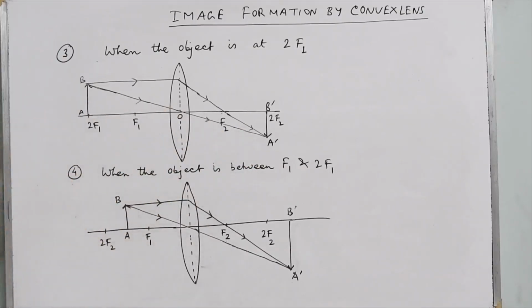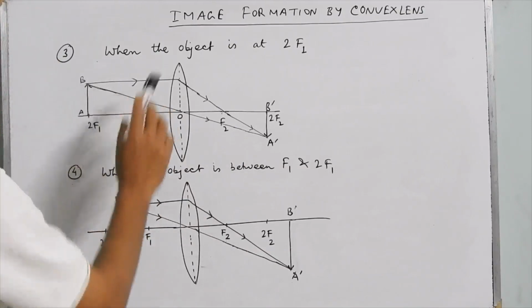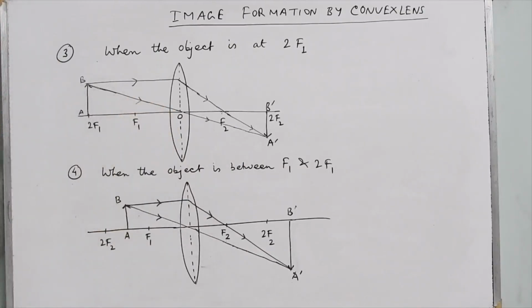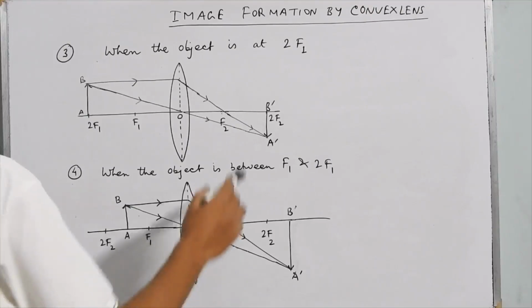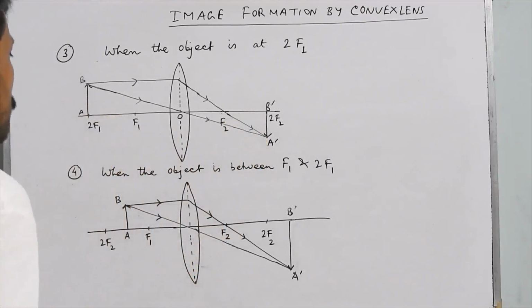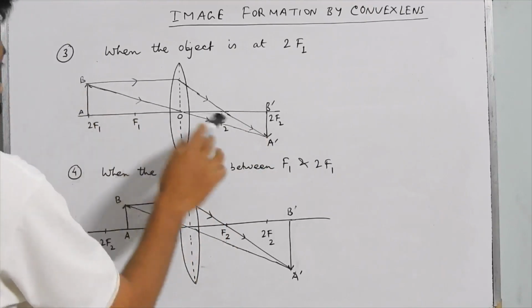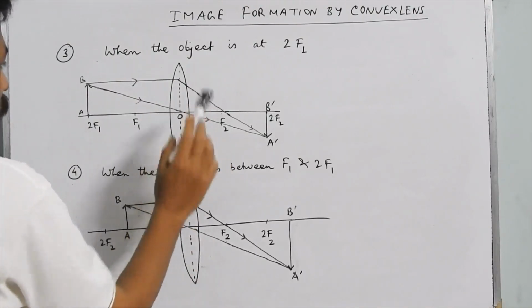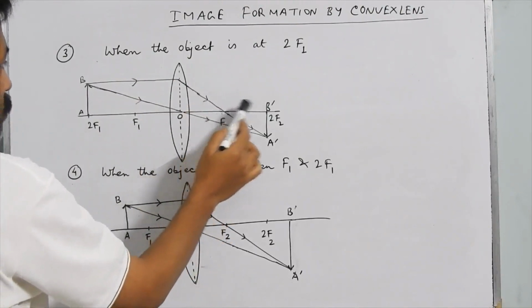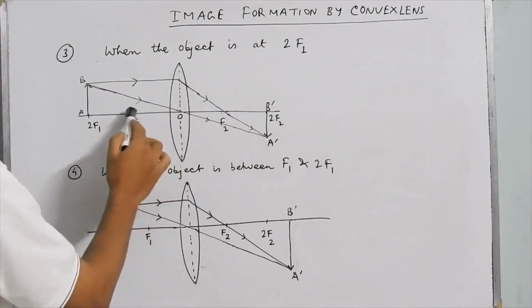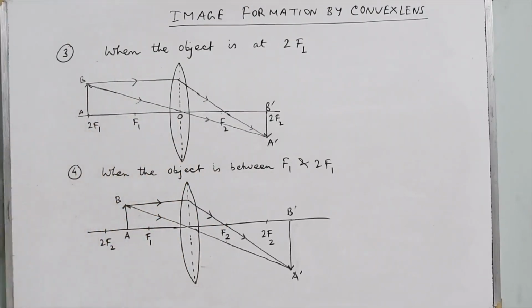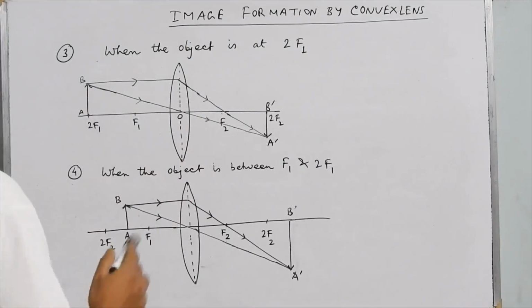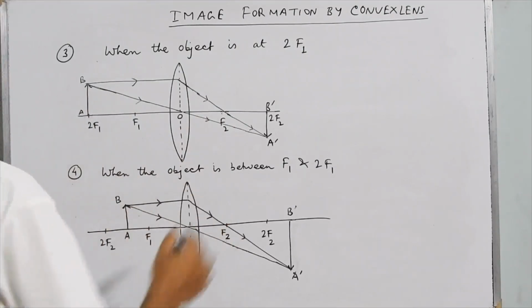Though in the diagram it does not appear to be of the same size, if you use a proper scale to draw the diagrams, then you will obviously obtain an image which is the same size as the object. In that case you have to take the distances in a proper manner using a scale. That means OF2 must be equal to the distance between f2 and 2f2, and in this direction OF1 must be equal to the distance between f1 and 2f1. If everything is drawn to scale, we will definitely get a proper image of the same size as the object at 2f2.